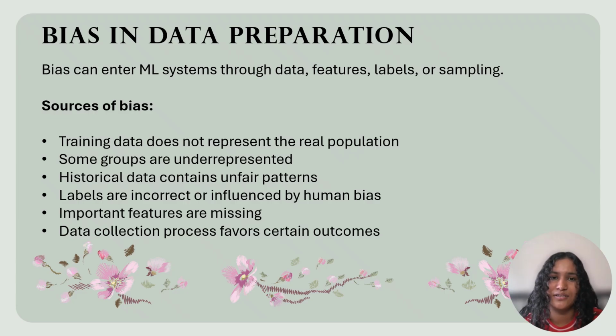If the training data does not reflect the real population, the model may perform well for some groups but poorly for others. Another source is underrepresentation. When certain groups are included less frequently in the dataset, the model may not learn enough from them. This leads to less accurate predictions for those groups. Historical data can also introduce bias. If past data contains unfair decisions and discriminatory patterns, the model may learn and repeat those same patterns in the future. Bias can also come from incorrect labels.